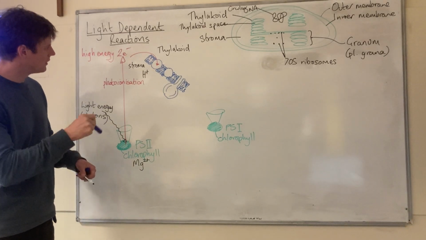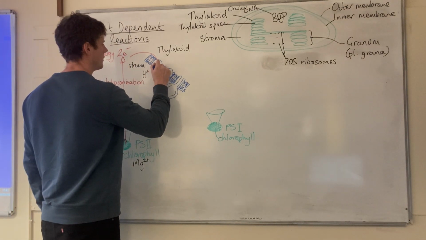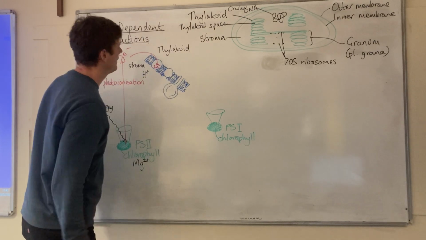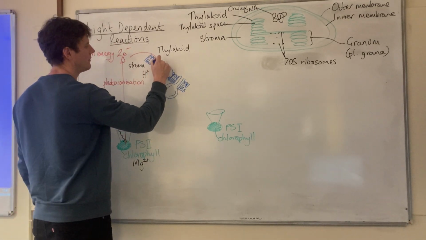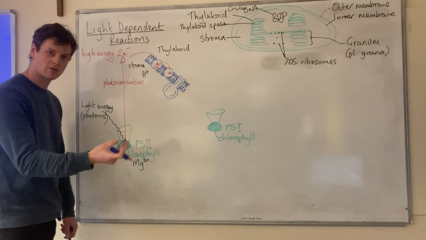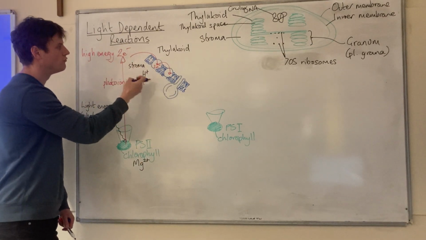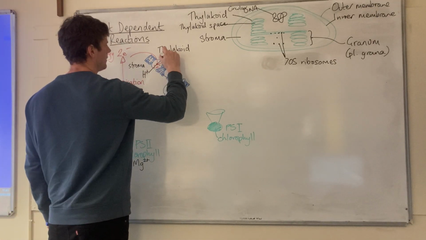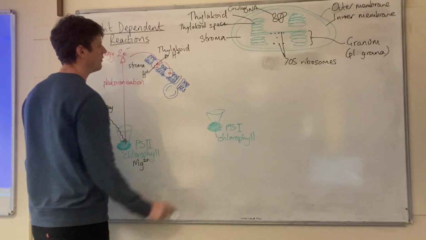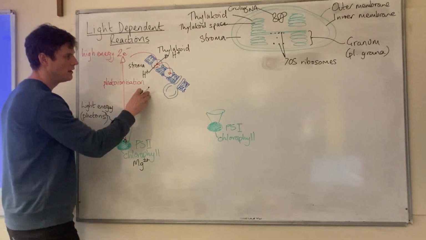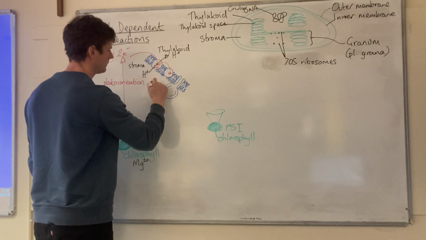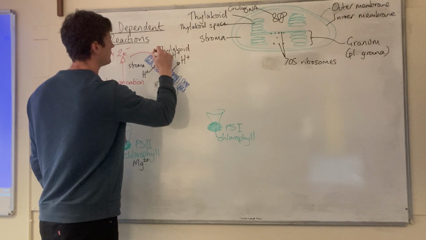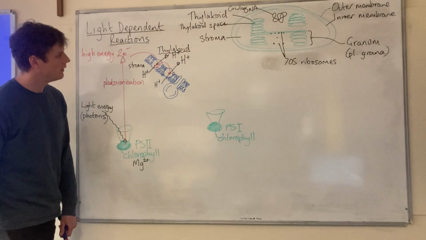So those electrons pass from one carrier to the next, and each time they pass, that carrier becomes oxidized, and oxidation releases a bit of energy. So those electrons release energy at each of those carriers, enabling the active transport of protons from the stroma and into the thylakoid space.